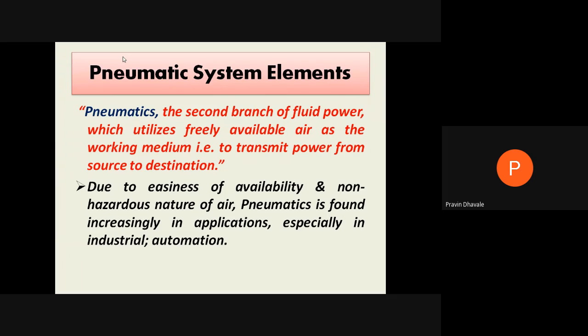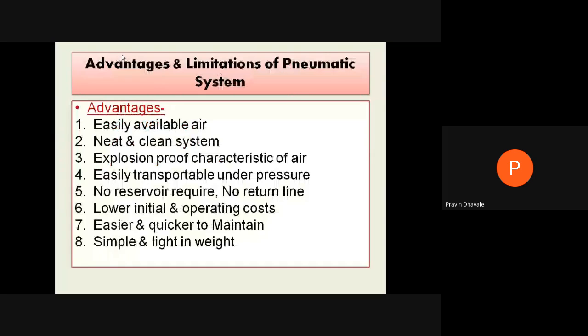As we know, air is easily available and non-hazardous in nature. So pneumatics will find a variety of applications, especially in industry as well as in automation. This is a brief introduction regarding pneumatics.